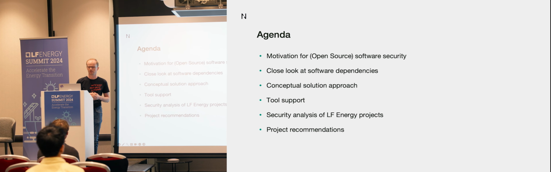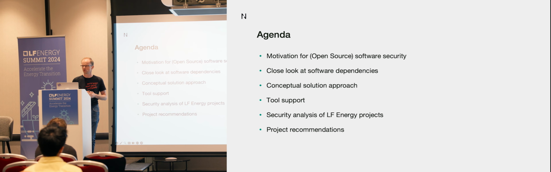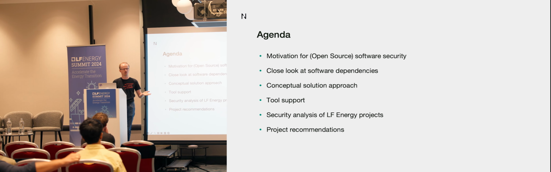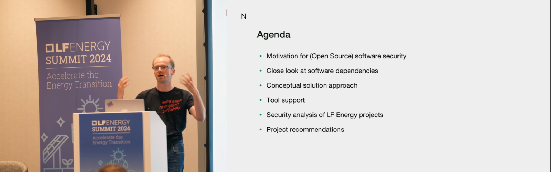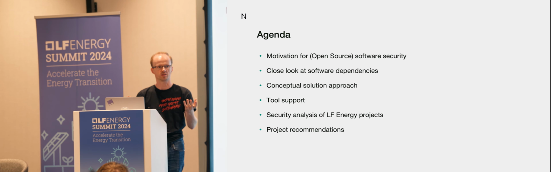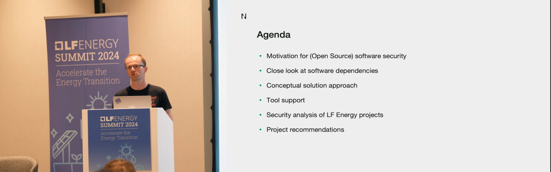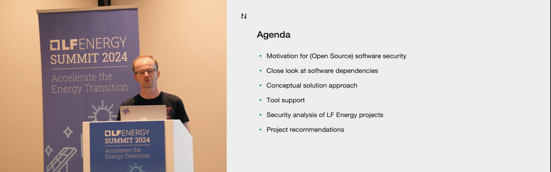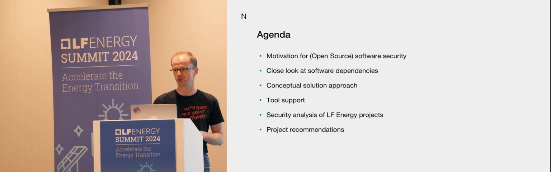So what I want to talk about today is, first of all, briefly introduce why we want software to be secure. Then I will briefly explain what these dependencies actually are that we are closely looking at, and then look at a conceptual high-level approach for dealing with vulnerabilities in the dependencies. And then we go a little bit low-level at concrete tooling. And finally, before I give you very concrete recommendations, I make a brief analysis of over 32 projects of the LF Energy regarding their dependency situation.